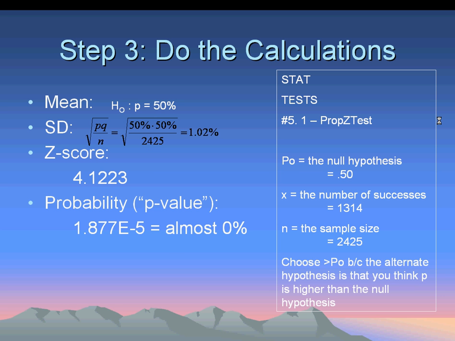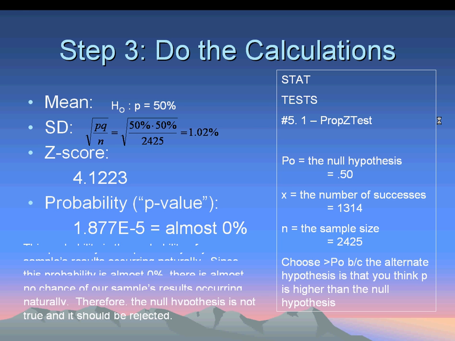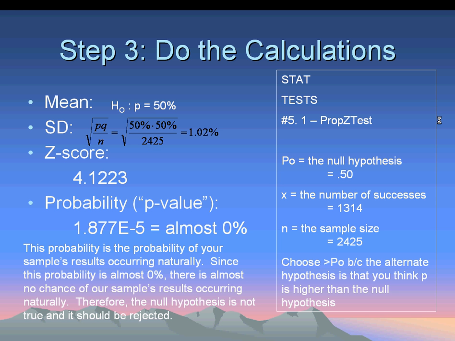Here we had a probability, or a p-value, show up in your calculator: p equals 1.877 e negative 5, which means that we have almost 0% chance for our p-value. The p-value is the probability of your sample's results occurring naturally. Since this p-value is almost 0%, there's almost no chance of our sample's results occurring naturally. What that means is that the null hypothesis is not true and it should be rejected.